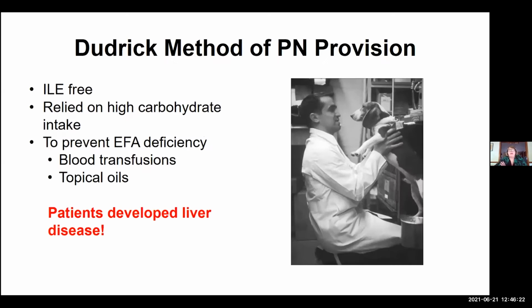Well, we have to go back when PN was first developed. When Dr. Dudrick developed PN in the US back in the 1960s, it was a lipid-free process that relied on a high carbohydrate intake. He didn't have access to any lipid emulsions at the time. And so in order to prevent essential fatty acid deficiency, he used either blood transfusions of the parents' blood after they were fed a high-fat diet, or he applied topical oils to the patient. But regardless, the patient still developed liver disease.